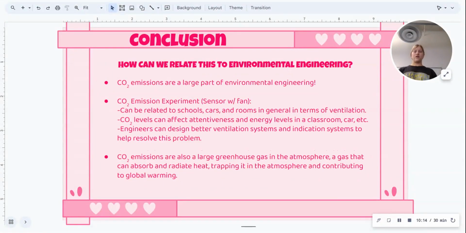How can we relate this to environmental engineering? Well, CO2 emissions are a large part of environmental engineering. We can relate this to schools, cars, classrooms, basically anywhere in general that has lots of emissions. Engineers can work to create better ventilation systems or indication systems that help us indicate emission rates and concentrations, because these can affect our attentiveness and energy levels in lots of areas.